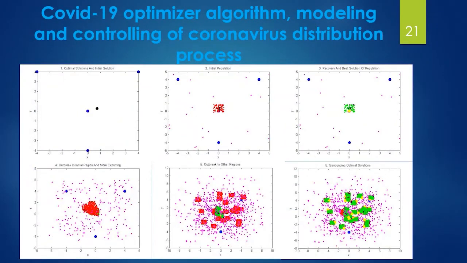The next one is COVID-19 optimizer algorithm, how this pandemic tries to get all solutions or the space of the region, and we have some optimal solutions. The blue points are optimal solutions. This black point is the initial solution from which this algorithm has started, and after a while we can see that all optimal solutions have been surrounded by the solutions.